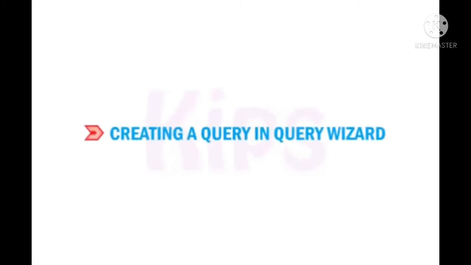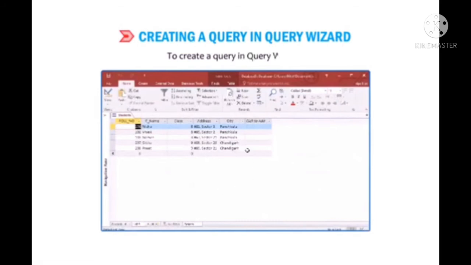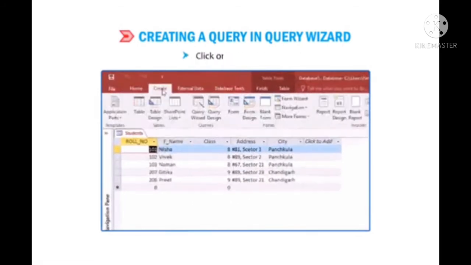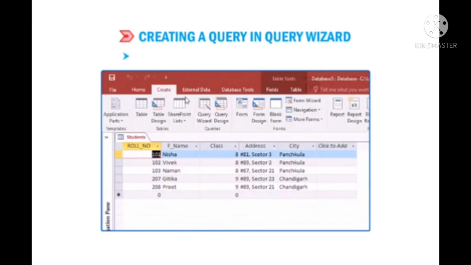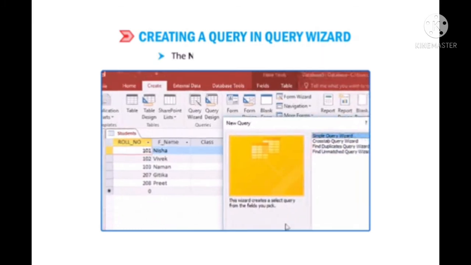Now let us learn to create a query in Query Wizard. To create a query in Query Wizard, click on the Create tab. Select the Query Wizard button in the query group. The new query dialog box appears.